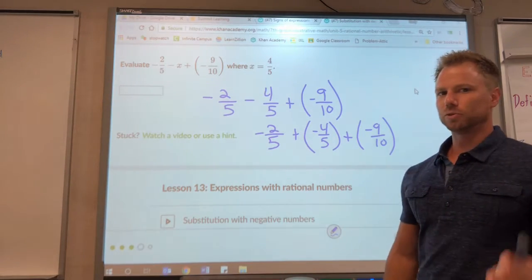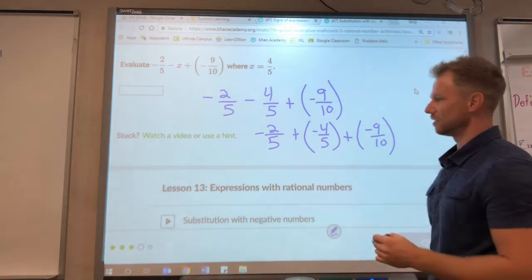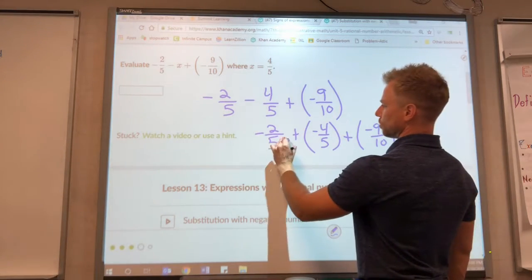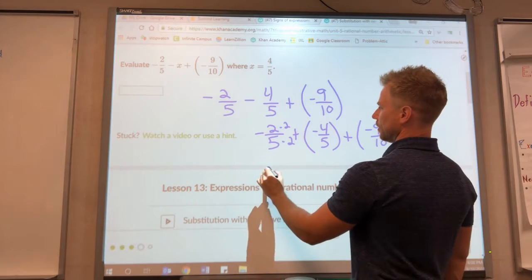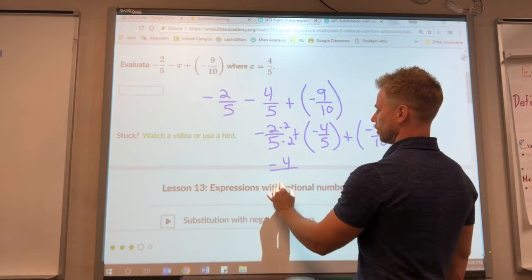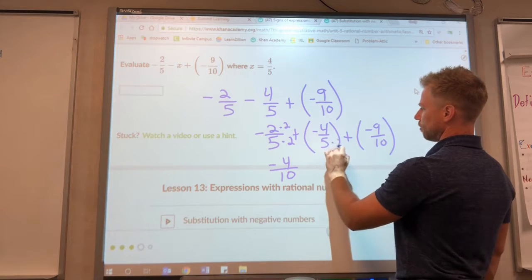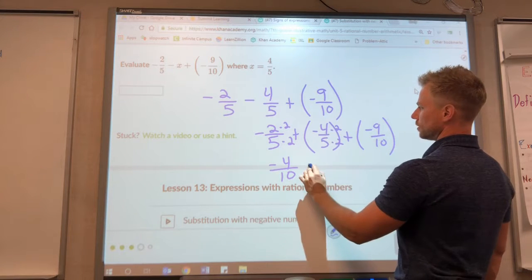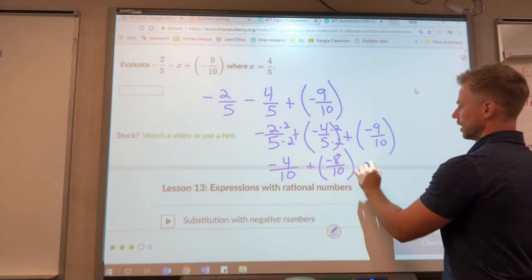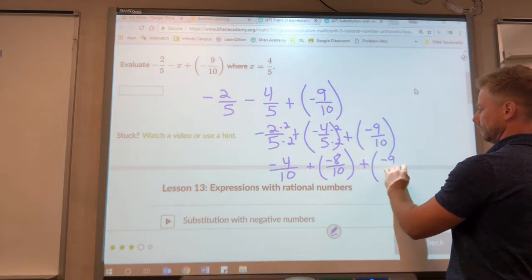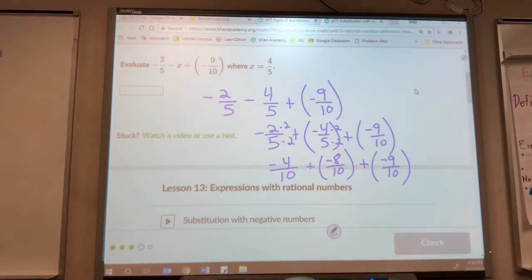The least common multiple between 5 and 10 is 10. So we have to multiply by 2 on the bottom, multiply by 2 on the top. So that would be negative 4 over 10. Again, multiply by 2, top and bottom. Gives us negative 8 over 10. And then 9/10 is already good to go.